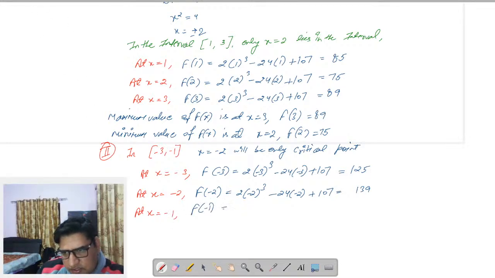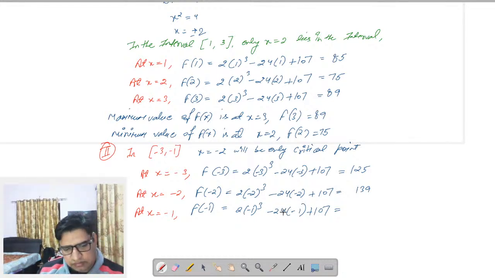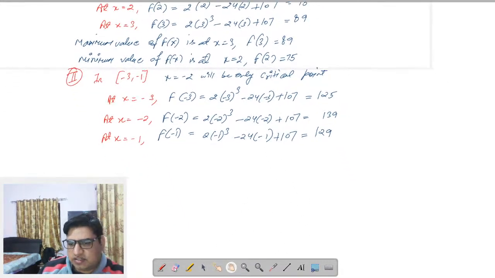that is f(-1) is equal to 2 into (-1) cube, plus 24 into (-1), and how much will that be? So 2 plus 24, so that will be how much? Let's see, 129. So that will be 129. So guys, in this case we get to know that the maximum value of f(x) is at x is equal to minus 2, and that is 139.